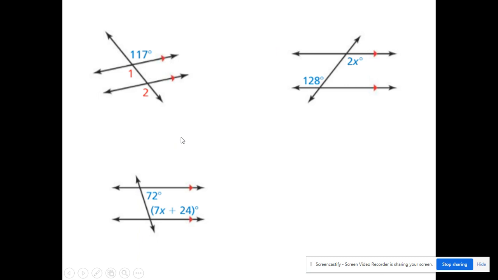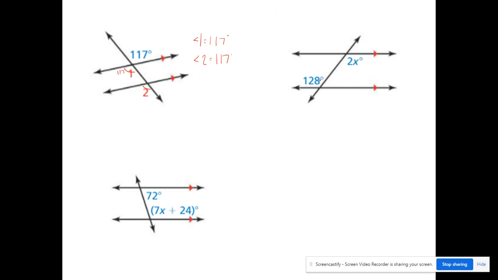All right, so this is a little bit of a step up from what we'll be doing. First of all, we just talked about this right here. If this is 117, then angle 1 is also 117 because those are vertical angles. And then if that's 117, then angle 2 is also 117 because those are corresponding. So angle 1 and angle 2 are both 117 degrees.